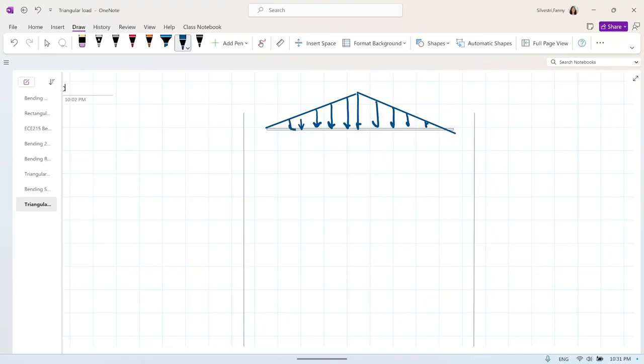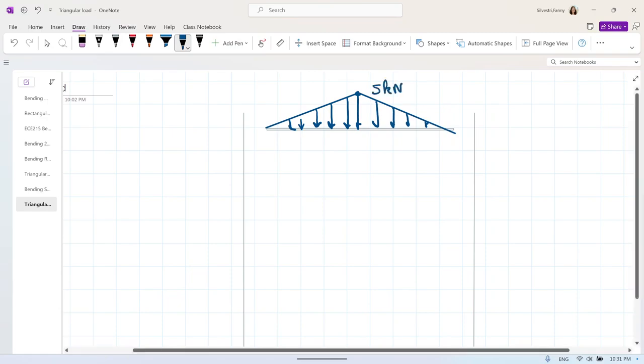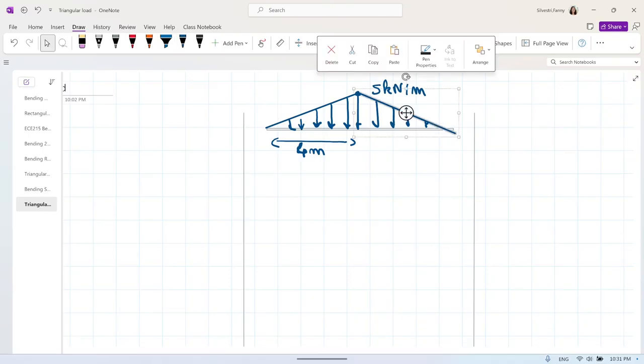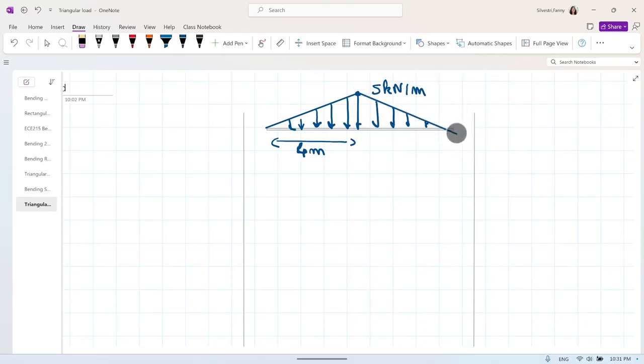We have the maximum of the distributed load will be 5 kilonewton per meter, and this distance will be 4 meters. Okay, I will try to move that. And this distance will be 6 meters. And we have two connections, one pin connection there, and one normal connection there.